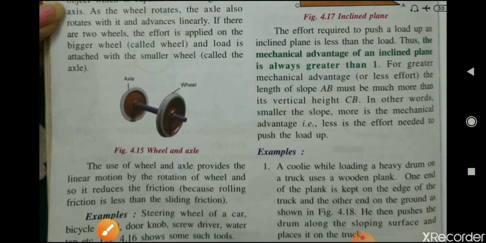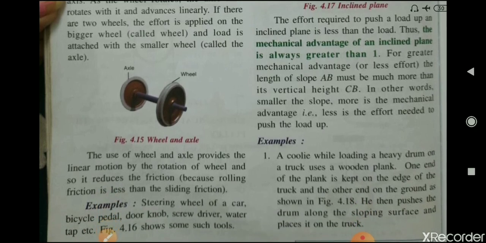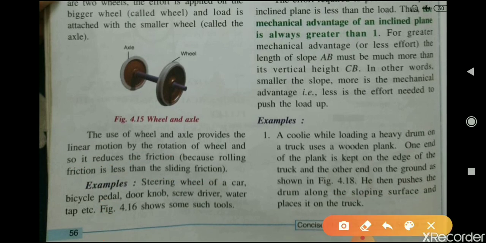Now the use of wheel and axle provides linear motion by the rotation of the wheel, and it reduces friction because rolling friction is less than sliding friction. Examples of wheel and axle are the steering wheel of a car, bicycle pedal, doorknob, screwdriver, and water tap. These are some examples of wheel and axle.